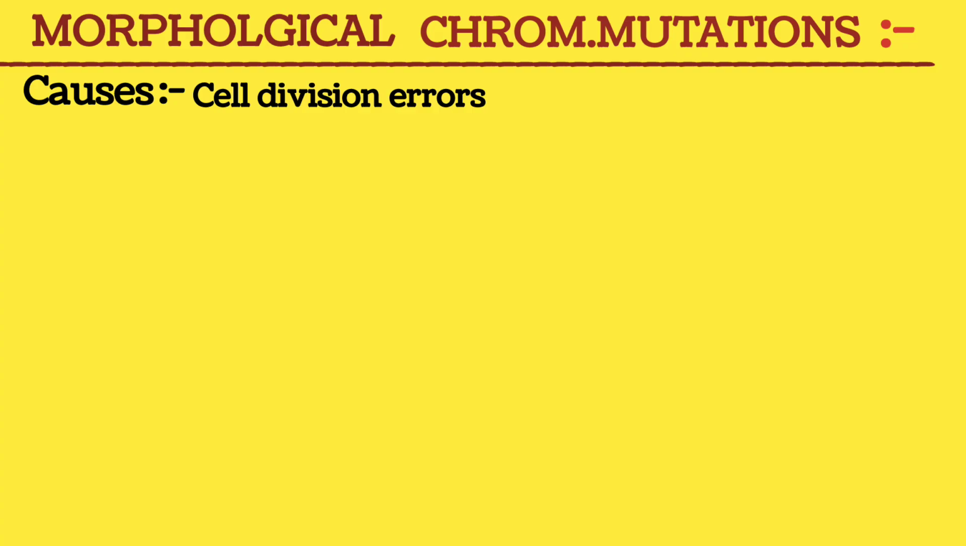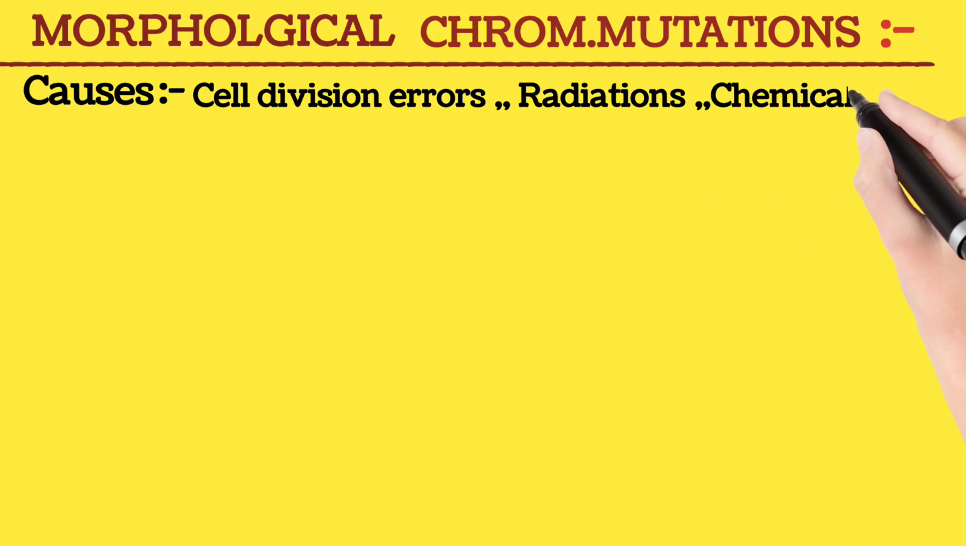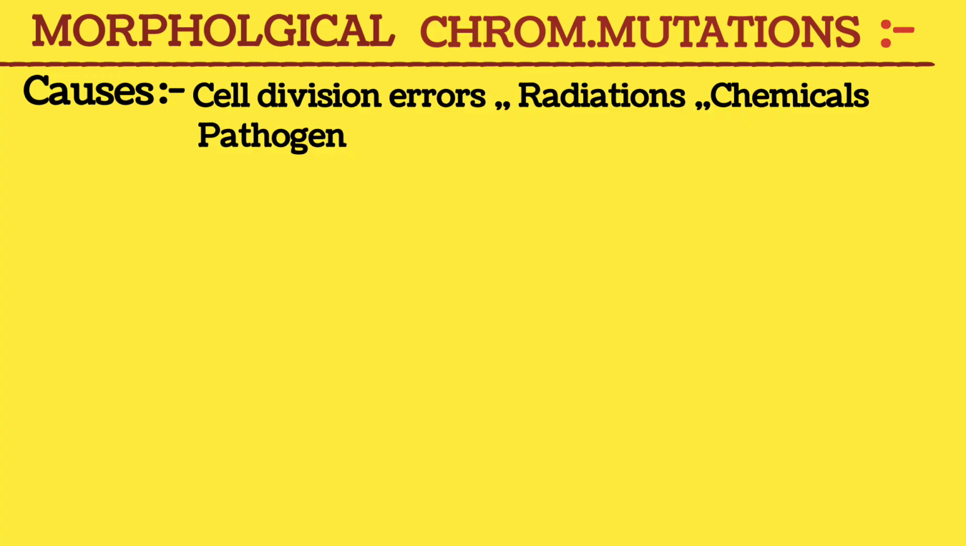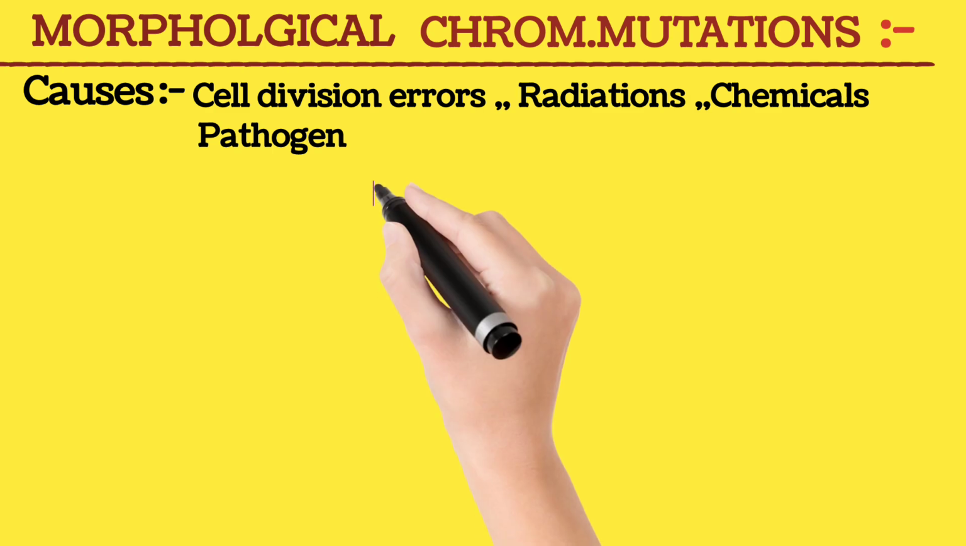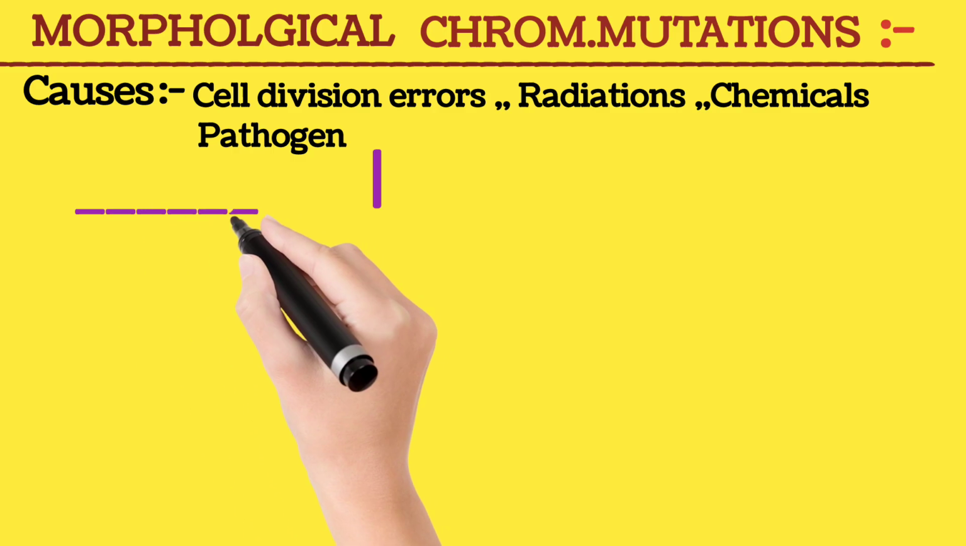Now we have a second very important cause known as radiations, or we can say physical mutagens. It involves X-rays, UV rays, gamma rays. They cause breaks in the chromosome and rearrangement of genes. We have one more, chemical mutagens like benzene, formaldehyde-like substances, through drugs, through tablets. Now we have pathogens. They are basically biological mutagens. They include viruses and bacteria, which also lead to chromosomal mutations in our body.